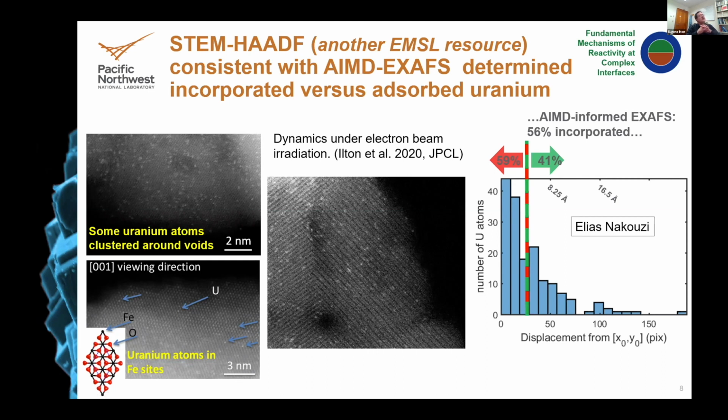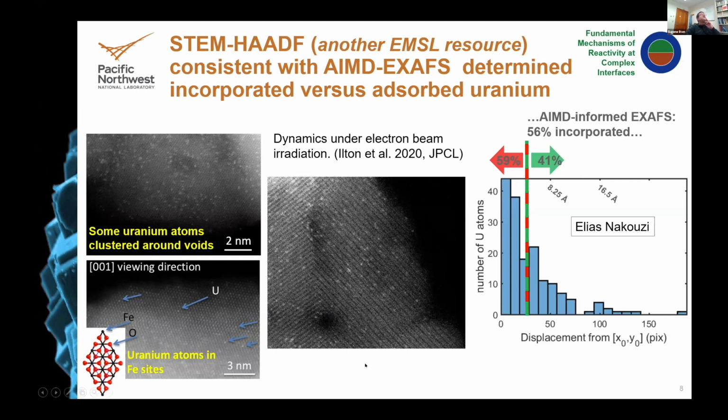You look at the bottom left panel, you see these bright spots. Those are columns of iron atoms, and every now and then, arrowed, you'll see a bright spot. That's a uranium atom that's either sitting in the structure, substituting for iron, or on top of an iron site, on top of an iron column. Backing up our AMD EXAFS results, saying yes, uranium is substituting for iron.